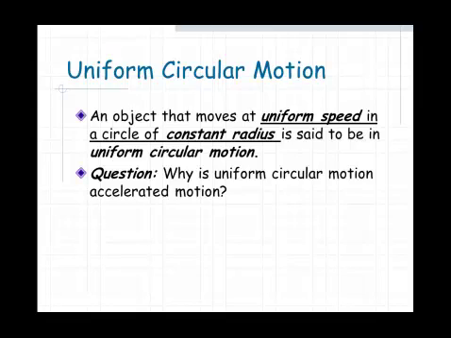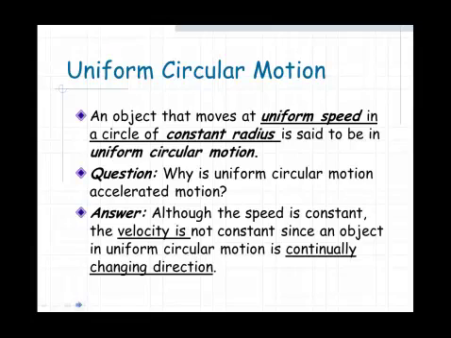Great, so you've watched the animation. And so now we can talk about uniform circular motion. An object that moves at uniform speed in a circle of constant radius is said to be in uniform circular motion. Why is uniform circular motion considered accelerated motion? Well, as you saw in the video, although the speed is constant, the velocity is not constant since the object in uniform circular motion is continually changing direction.